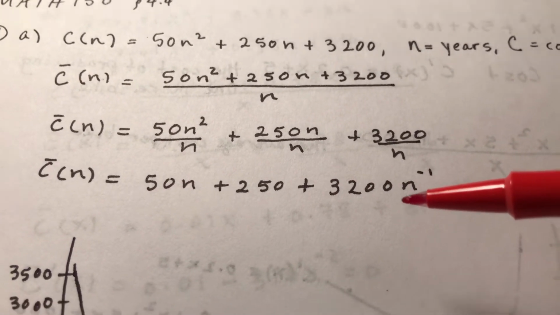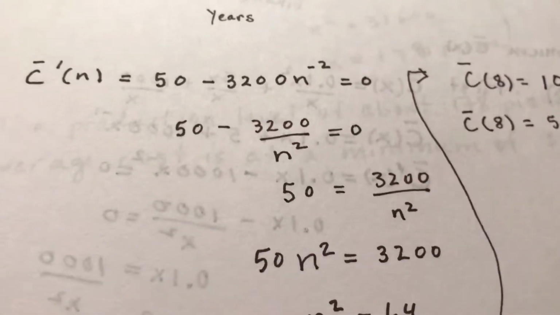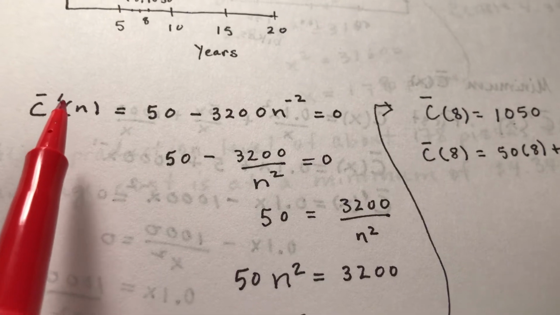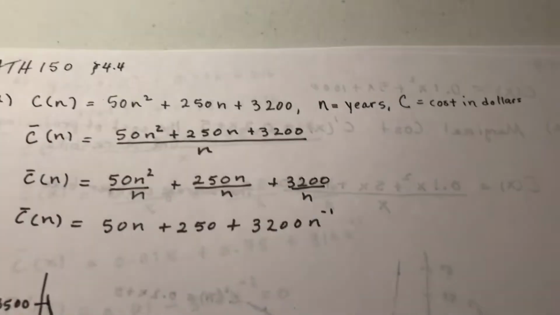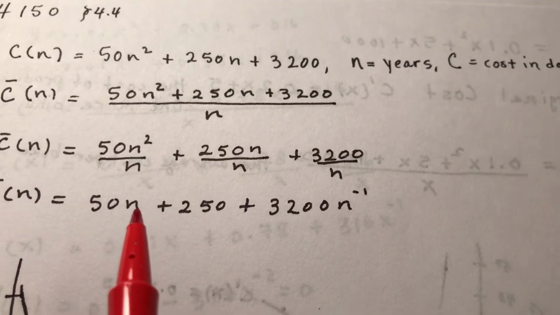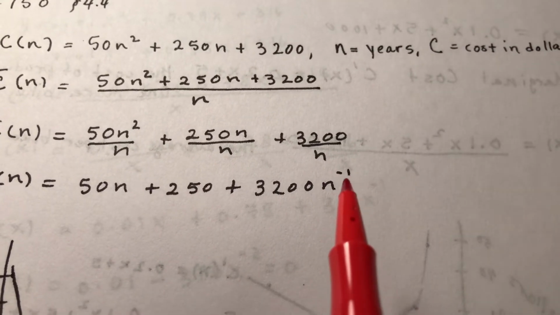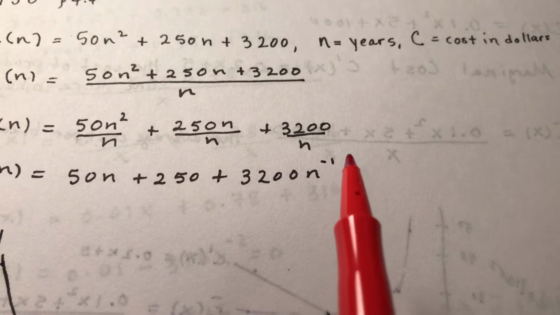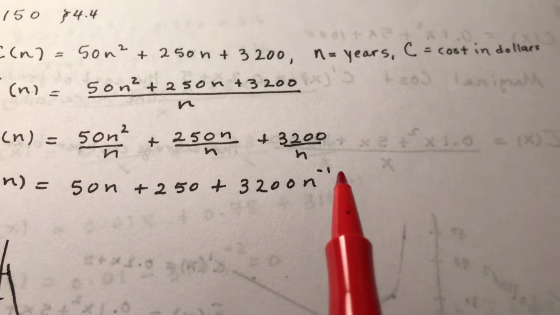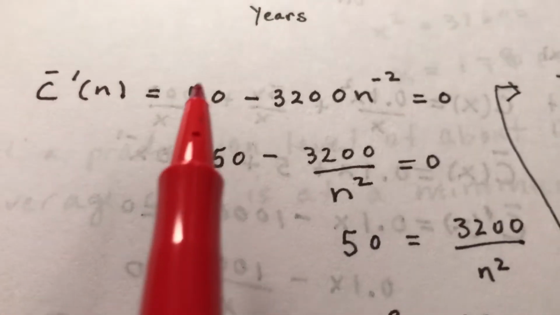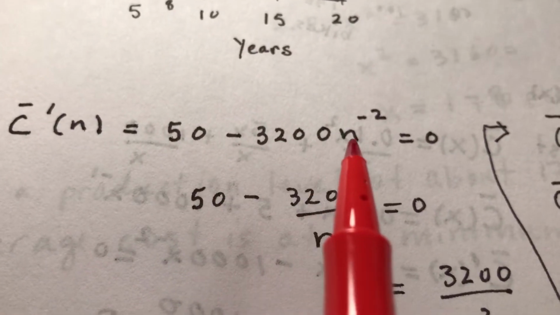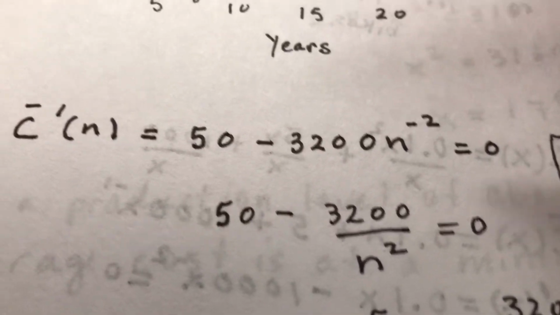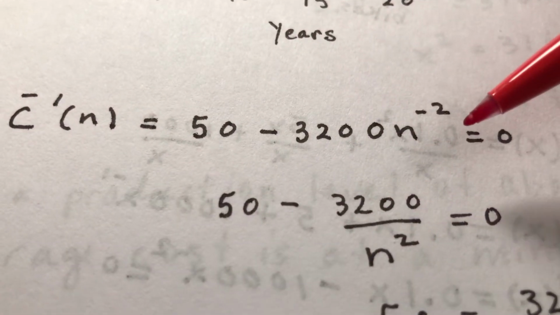So now again, I'm doing part C first. I'll come back to that picture. Take the derivative. So C bar prime of n is, well, the derivative of that is 50. The derivative of that goes away. And for the derivative of this, you're going to take the negative 1 in front. You get negative 3,200 n, subtract 1 from the exponent is negative second power. So my derivative is 50 minus 3,200 n to the negative second power. And we're going to set it equal to 0. So remember, you take the derivative, set it equal to 0 to find your critical values.